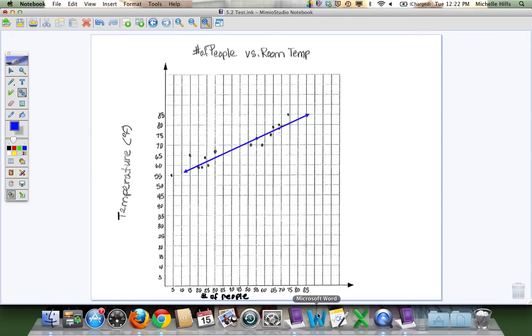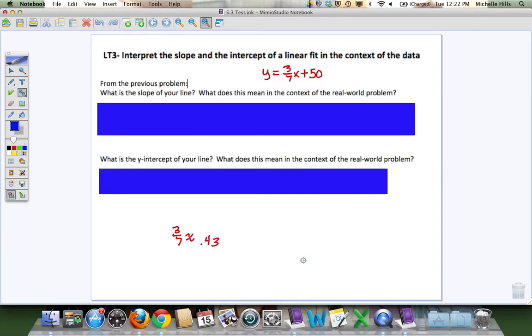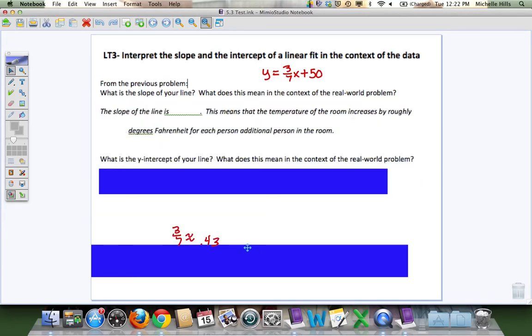So really what that 3/7, or again as a decimal about 0.43, means is when more people enter the room, the more people that are in the room, the warmer it's going to be. So the slope of my line is 3/7. What does this mean in the context of the actual problem? So the slope of the line is 3/7. This means that the temperature of the room increases by roughly 0.43 degrees Fahrenheit, or 3/7 of a degree Fahrenheit, for each additional person in the room.